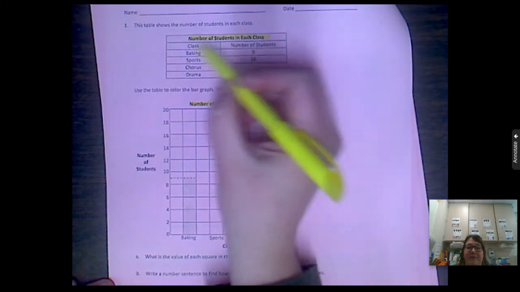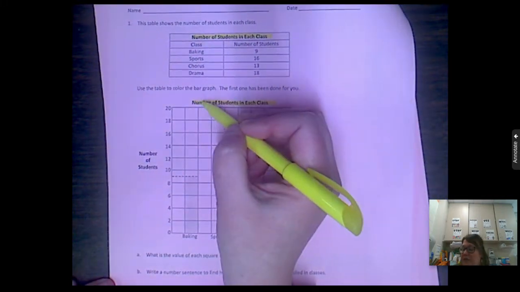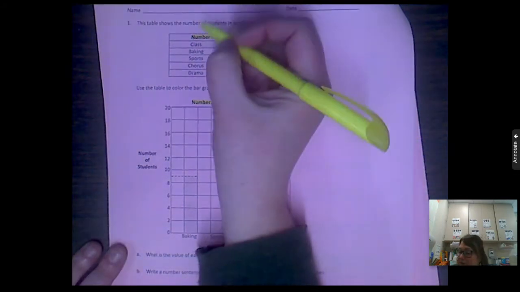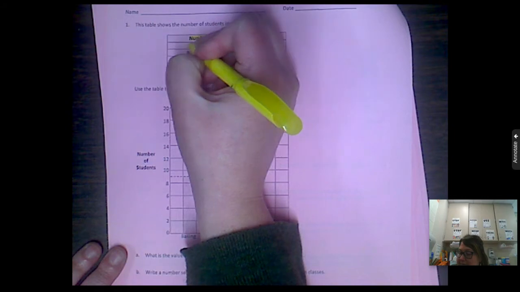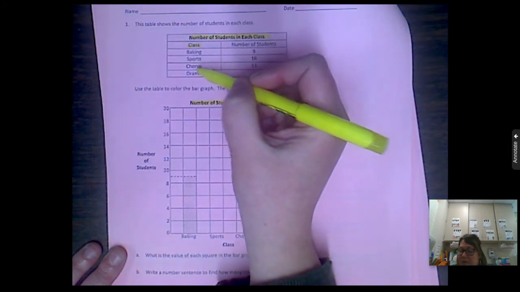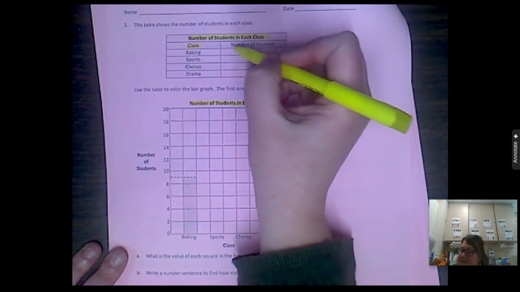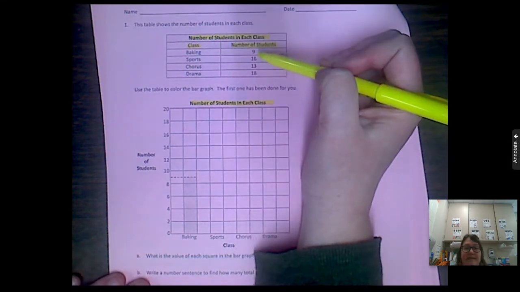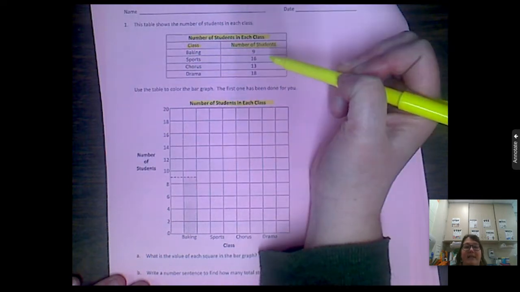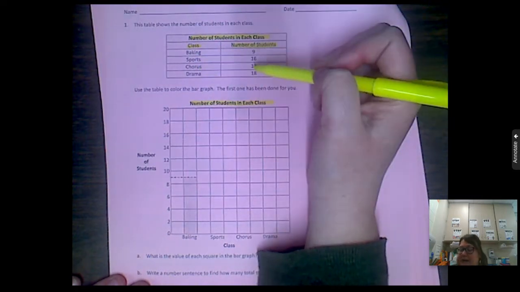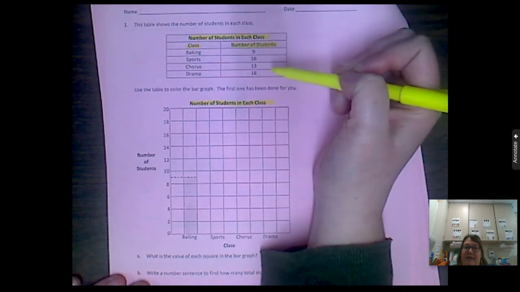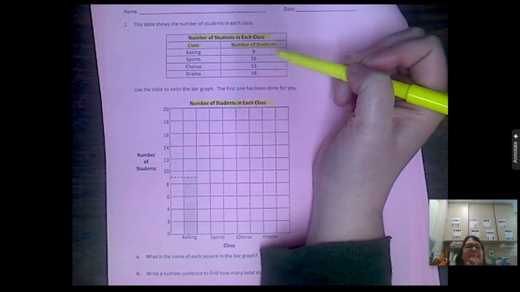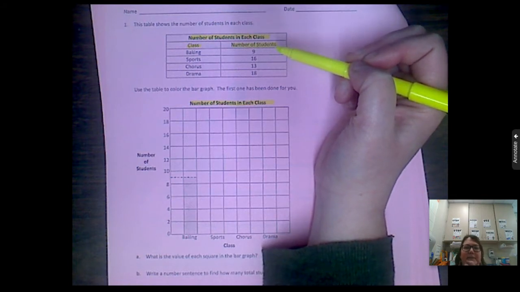So we took the title from this data chart right here, and then we moved it down to our bar graph, okay? If we look, here are the different classes that we have: baking, sports, chorus, and drama. And on this side, it's the number of students in each class. The baking class has 9 students. The sports class has 16 students, chorus has 13 students, and the drama class has 18 students. Which one of those classes do you think you would like the best? I don't know. They all sound pretty good to me.